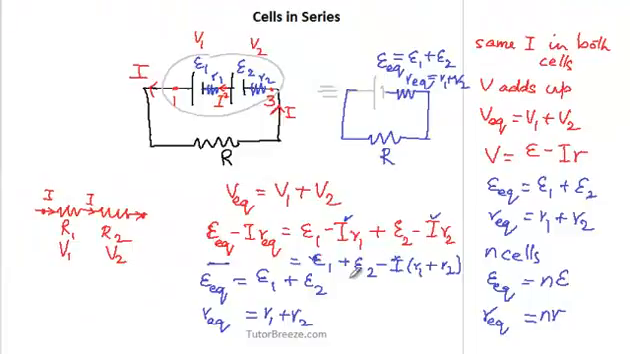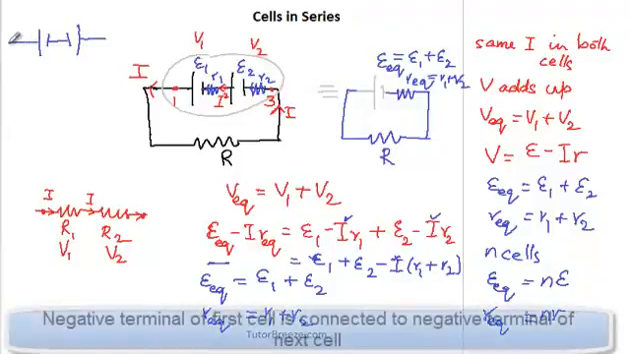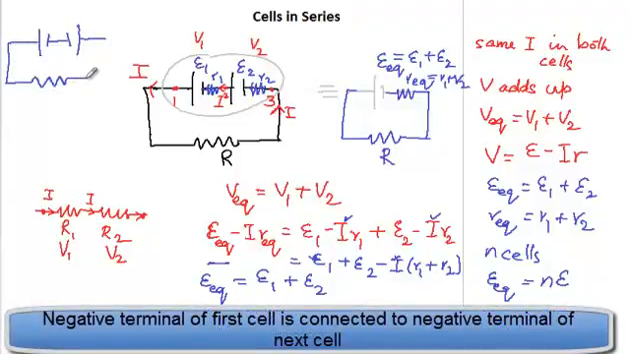Now there's another important variation to this. See, in this case we have connected the terminals so that you have the negative terminal of the first cell connected to the positive terminal of the next cell. But we could also connect the cells like this, which means we connect the negative terminal of the first cell to the negative terminal of the next cell.